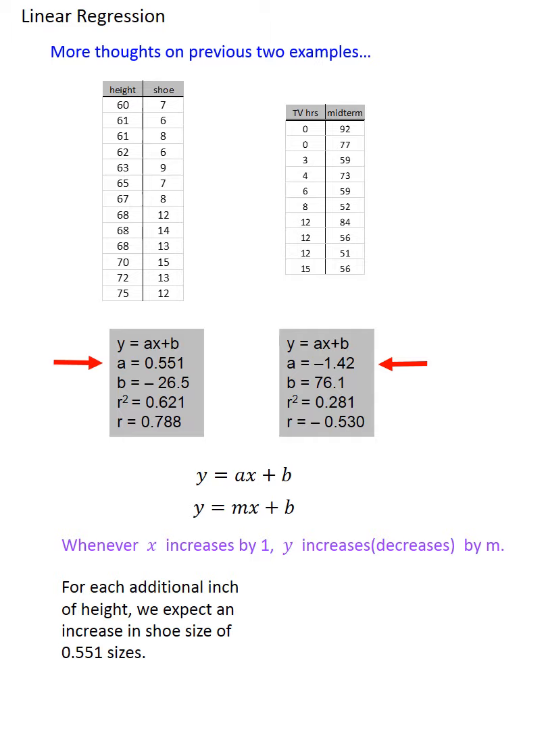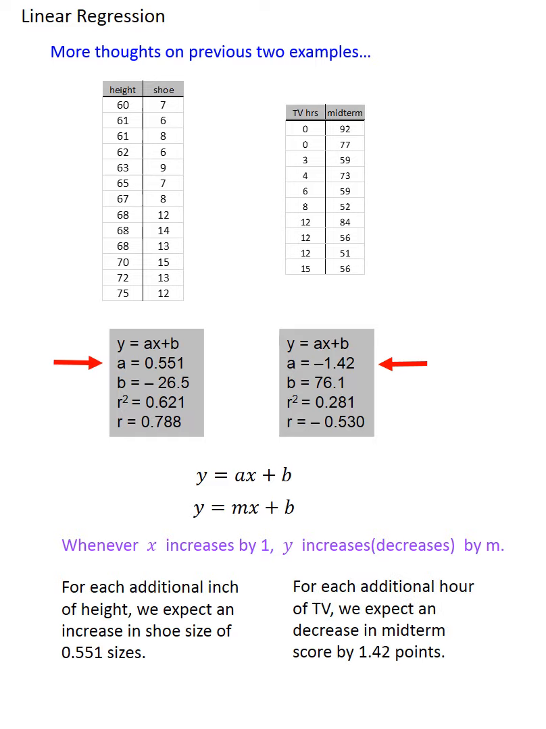Now let's look at the TV hour and midterm problem. There the slope was negative 1.4. Here's the interpretation of that. Here, because the slope is negative, we would expect an increase in x would lead to a decrease in y, meaning an increase in TV hours watched would lead to a decrease in midterm score, on average by 1.42 points for each additional hour of TV watched. And that completes the 4th of 5 lessons.